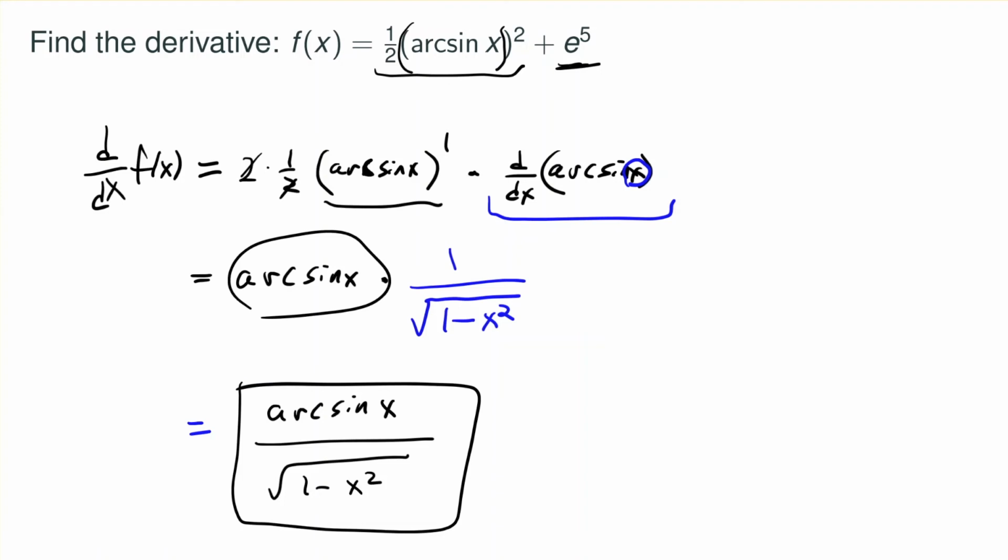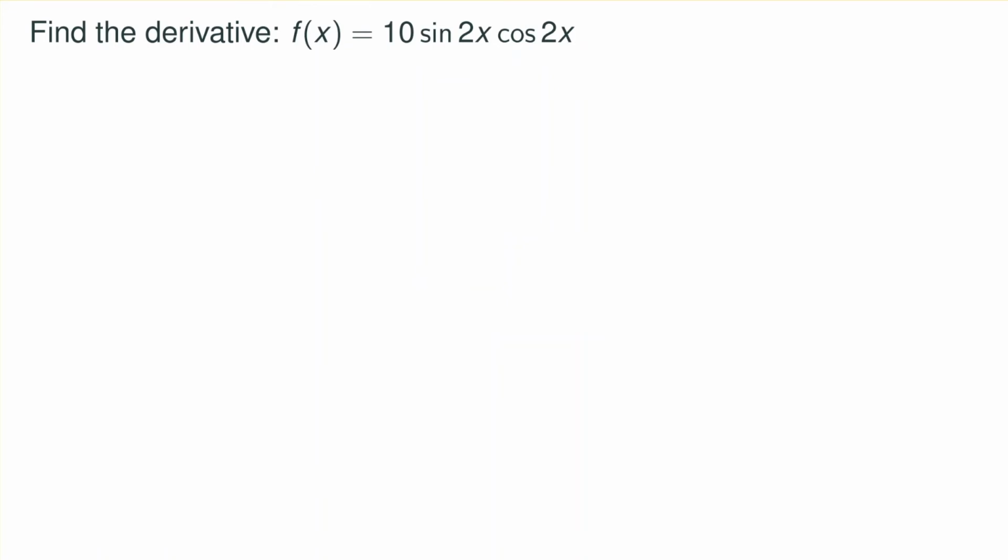So this is the derivative of this function right here. Find the derivative of 10 times sine 2x times cosine 2x. Here we have to apply the product rule first, because we can see two functions are multiplied. So let's apply the product rule.